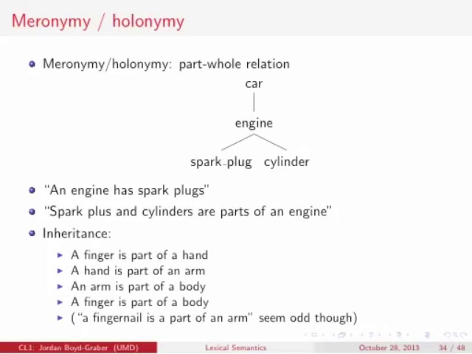Another relationship in WordNet is the meronym-holonym relationship, which is the part-whole relationship. So for example, an engine has spark plugs, and spark plugs and cylinders are parts of an engine. And you can inherit these features, so a fingernail is a part of a finger, is part of a hand, is part of an arm, is part of a body. And so the logical implication of that is a fingernail is part of an arm, which seems a little odd, but I guess it's true.